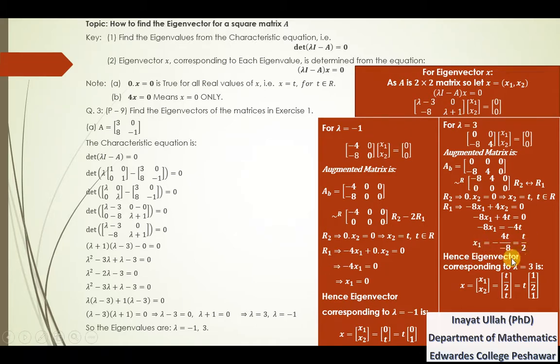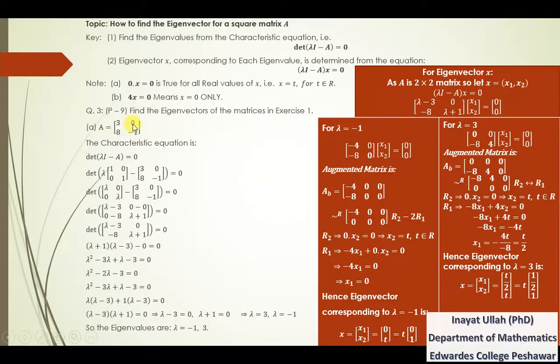Hence the eigenvector corresponding to lambda equal to 3 is x1, x2, but x1 is t by 2 from here. x1 is t by 2 and x2 is t, so that is the eigenvector, taking t common from these two to get this eigenvector. So that is how we find the eigenvector corresponding to various eigenvalues. That is for a 2 by 2 matrix you see here.